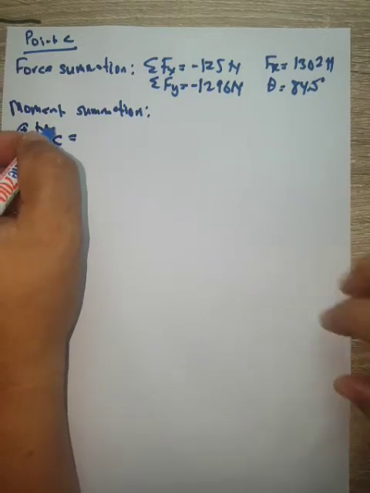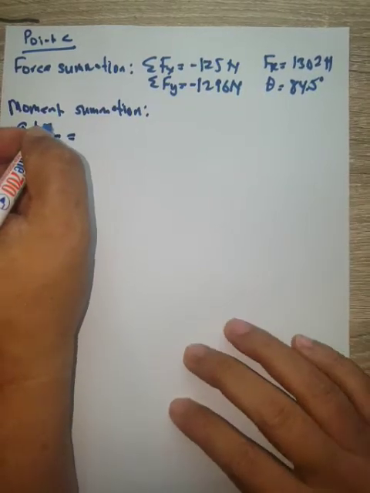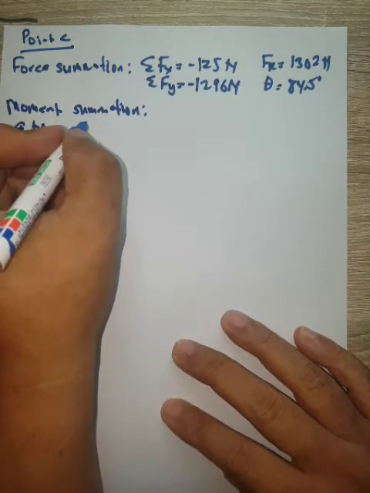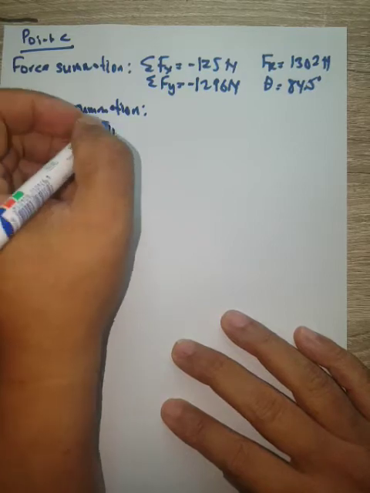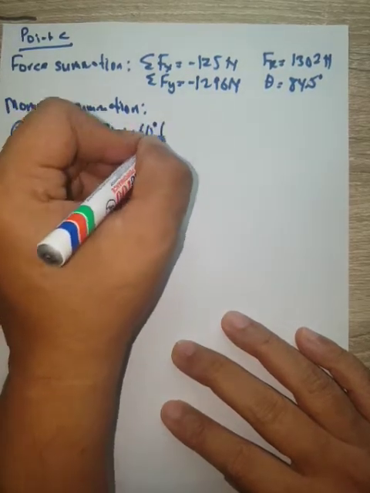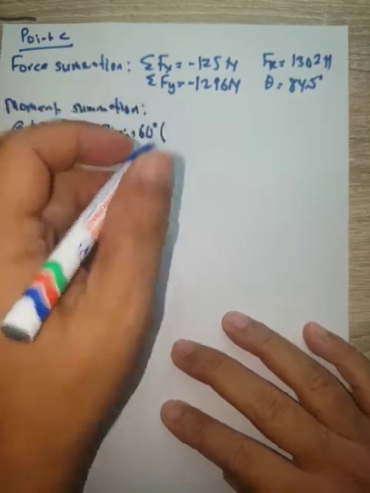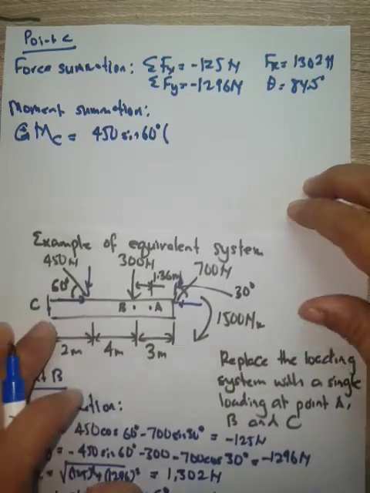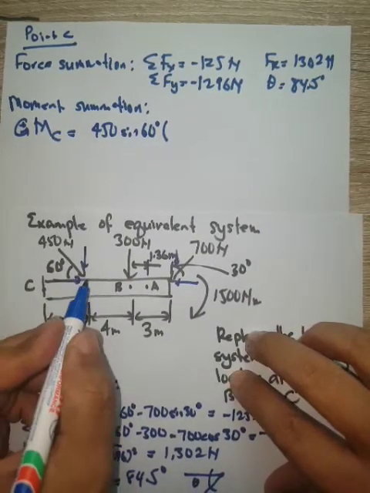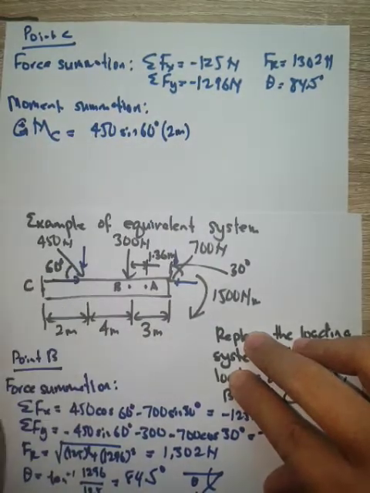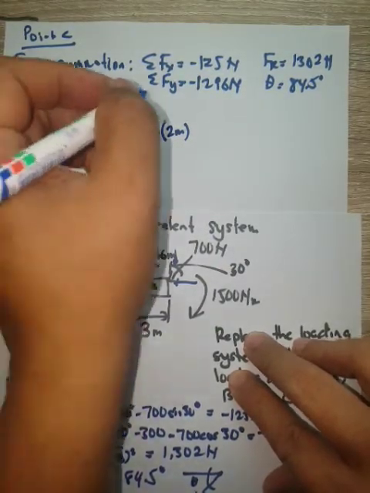All right, so the first force, the loading is the 450 Newton, sine 60 degree. So the perpendicular distance, bring back here, from here to here is 2 meter. Okay, so it's clockwise, so it's negative.